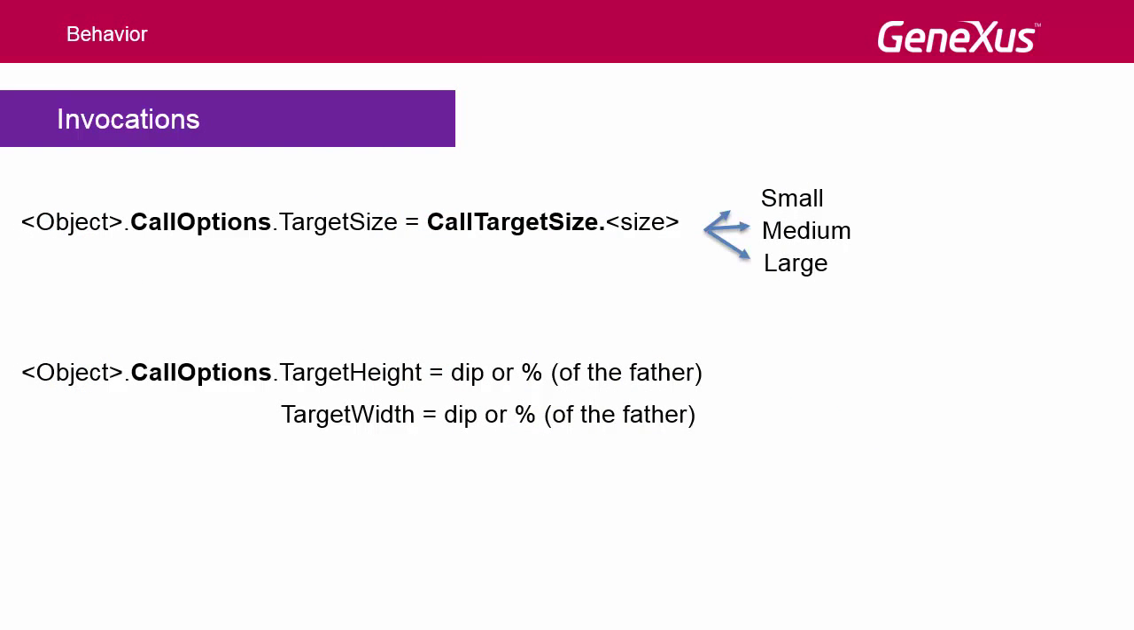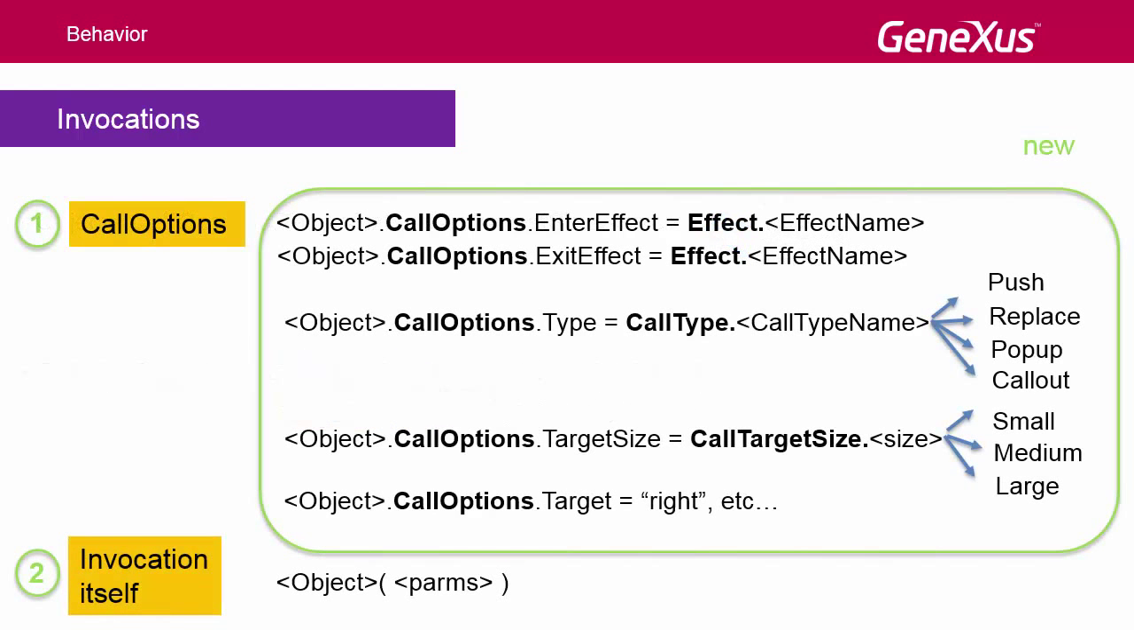We can also set the size of the screen called, in dips or percentages relative to the parent. This is done through the properties target height and target width. Now we should mention that the target call options, used with a split screen, it doesn't make sense in phones, to indicate the possible targets in which the called screen is to be loaded. This cannot be used with callout or pop-up screens. You can read more about this in our wiki.